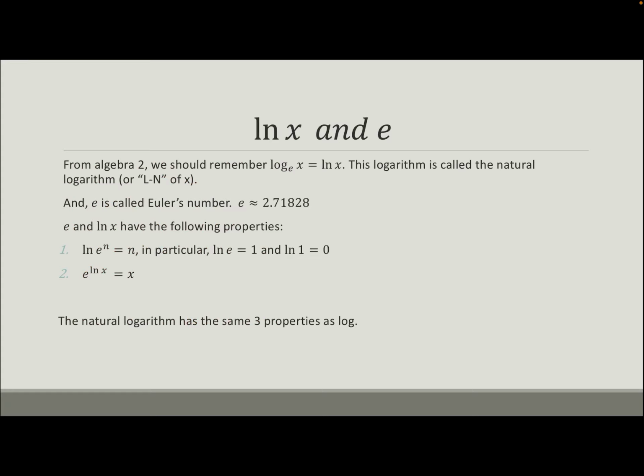All right, so moving forward, we're going to be using the natural logarithm. The natural logarithm is a logarithm that has a base of e, and it is used so often in math that it has its own designation, which is the ln of x. So anytime you see ln, it means the base on that logarithm is always e. And you should remember from Algebra 2 that e is called Euler's number, which is 2.71828.